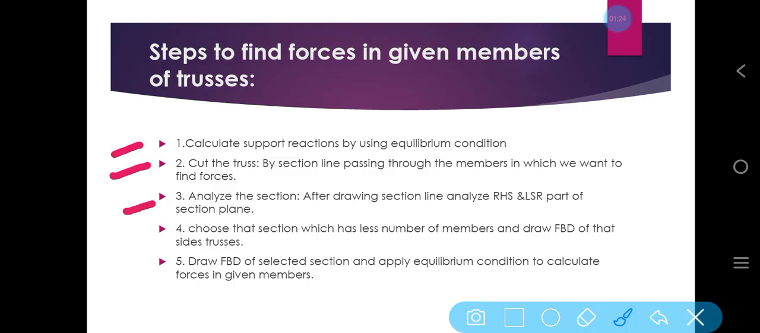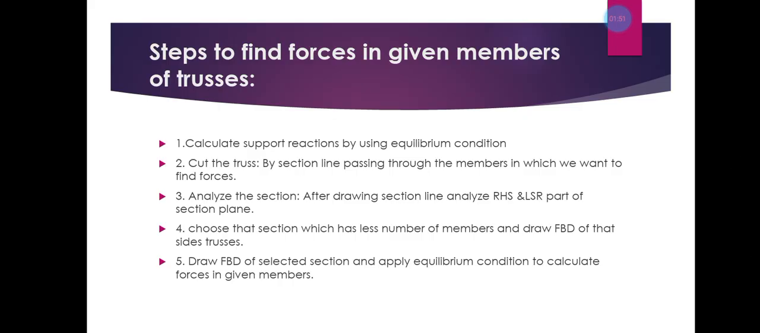After drawing the section line, analyze the right hand side and left hand side part of that section and choose the section which has less number of members, and draw a FBD of that side of trusses, and draw a FBD of the selected section and apply equilibrium conditions to calculate force in the given members. So these are some simple steps to calculate the force in the given members of trusses.